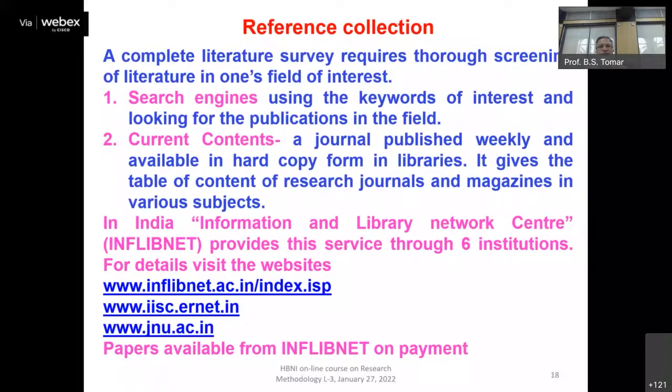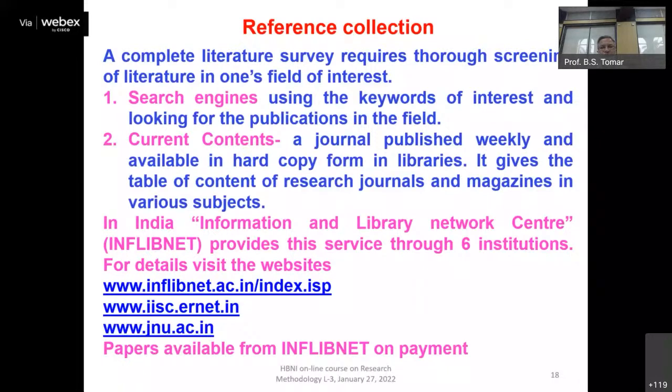And there is a journal called Current Contents. It is published weekly and available in hard copy form in libraries. It gives the table of contents of research journals and magazines in various subjects. So you update yourself on current contents, like we used to go every Monday morning. We used to have the new arrivals in the library in BARC, and on Monday morning, you spend half a day looking at the new arrivals, books, monographs, and the current contents.